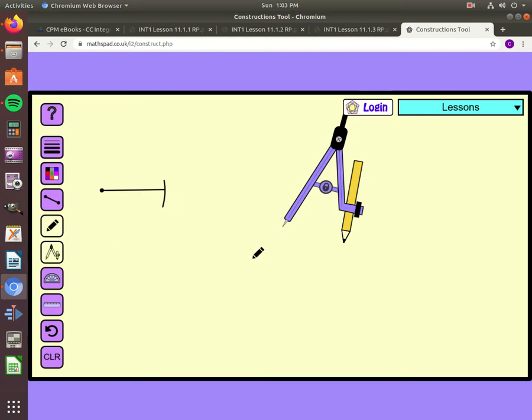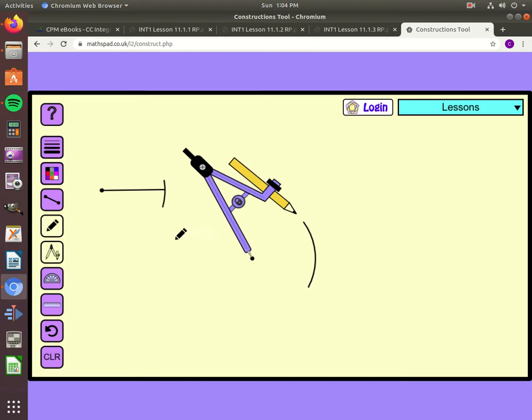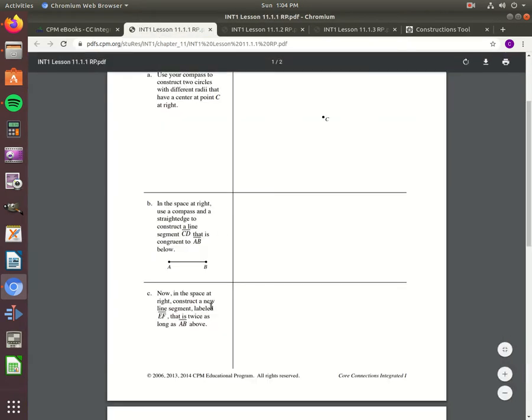So I'll go here and I'll put another point. I will line this thing up, and I'll make my arc. And there we go. Now I know it doesn't matter where I connect this point over here. I know that all of these share in common that they're the same length, right? So there we go. I've matched that distance from here to here is the same as from here to here. If I go here, it says now in the space at right, construct a new line segment labeled EF that's twice as long.